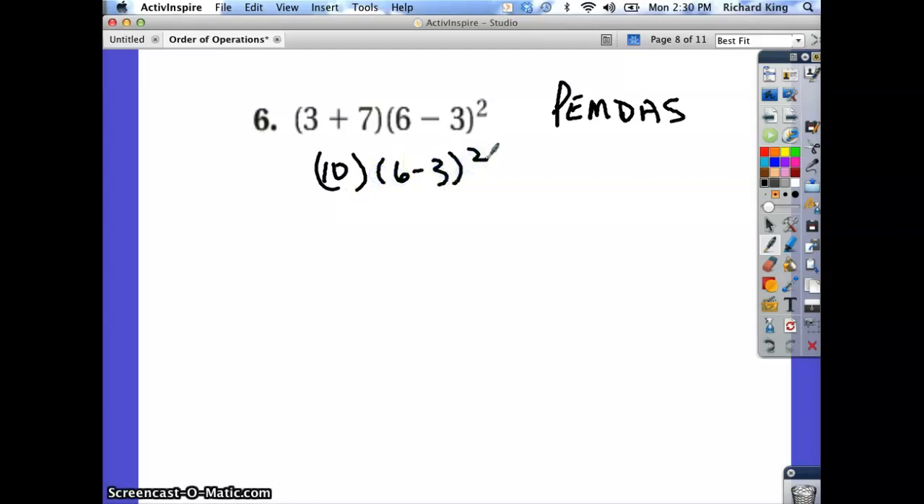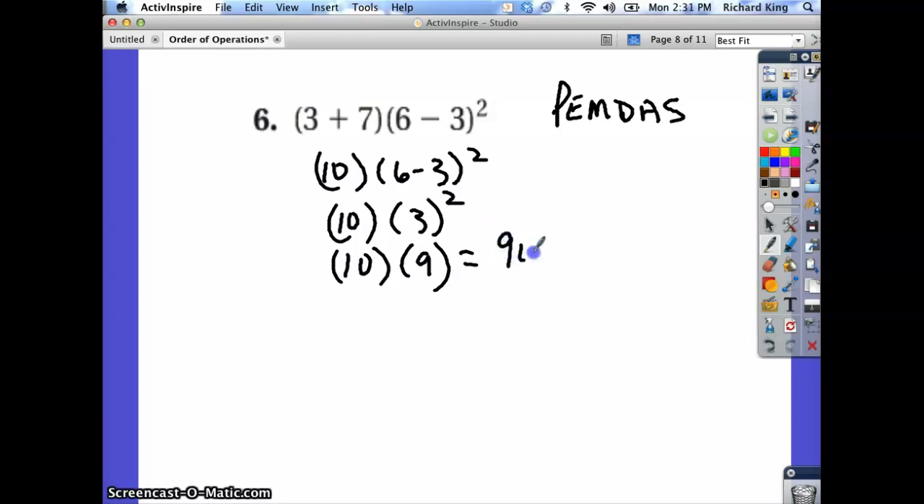Okay. Then we'll do the second parentheses. 6 minus 3 is 3, and that would be to the second power. So now we have multiplication, and we have an exponent. So exponent comes before multiplication. So 10, and then 3 to the second power is 3 times 3, which is 9. So that leaves us with multiplication. 10 times 9 is 90.